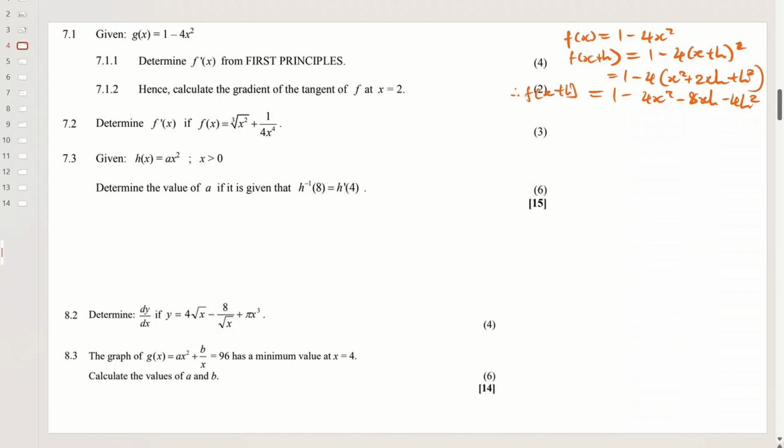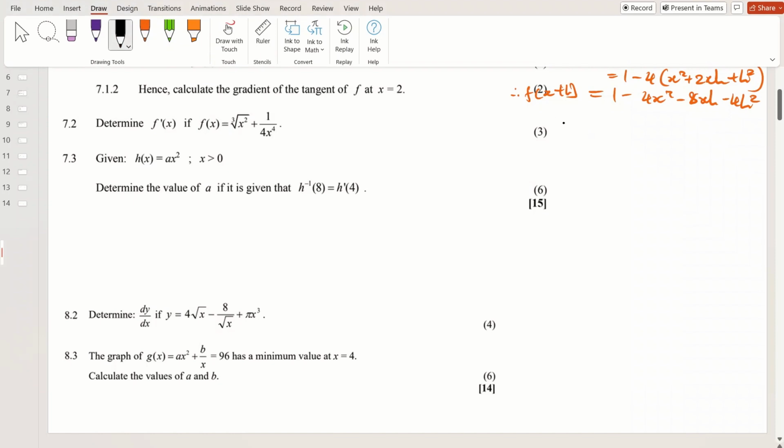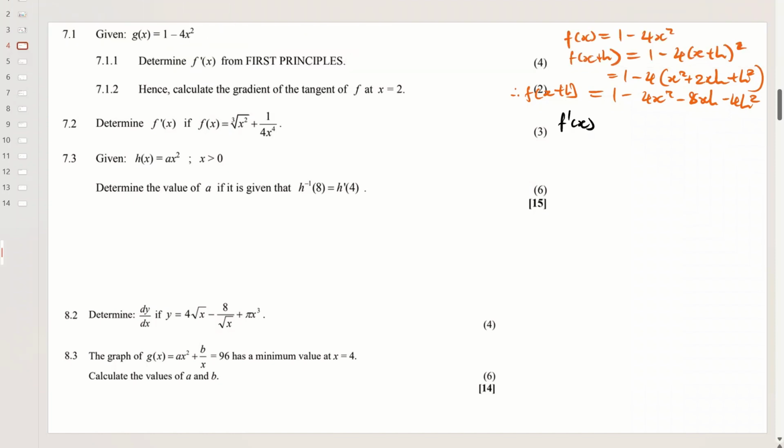Write down the first principles formula. This is not f prime of x. This is g of x, since the function that we're given is g of x. So we're going to say g prime of x is equal to, not f of x, but g at x plus h minus g at x, everything divided by h.